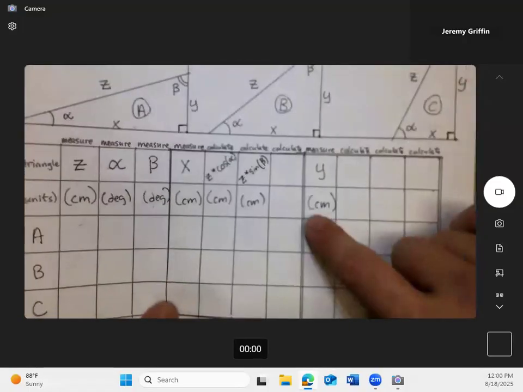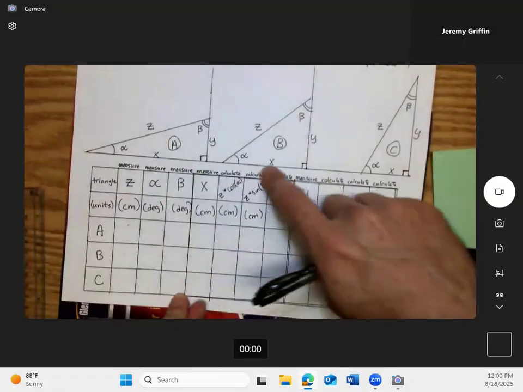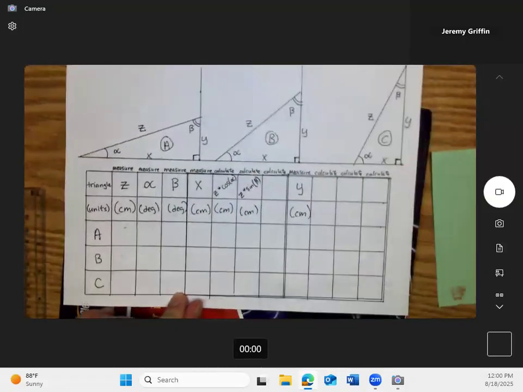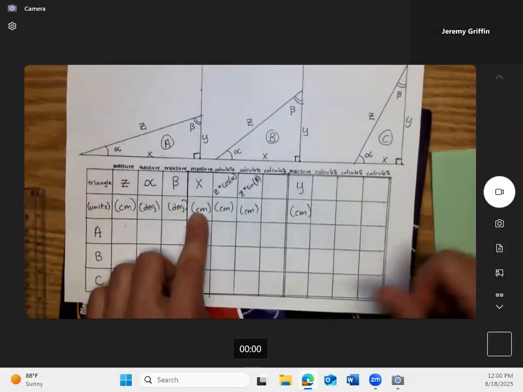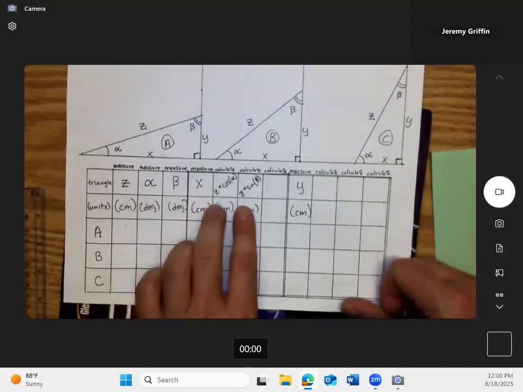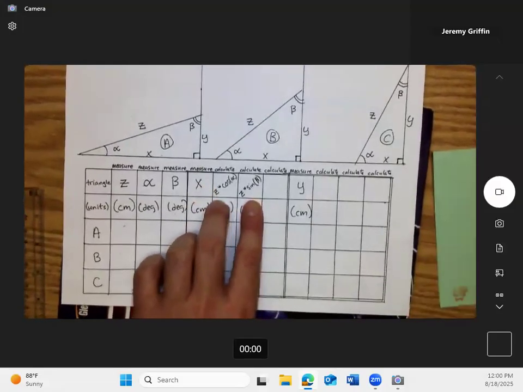And there's one more perspective. Did you guys see the dark outline you made around those 4 columns? All refer to side X. It's just different points of view. Like you could directly measure X, or you could calculate it from Z and alpha or Z and beta. Okay? But there's one more way.